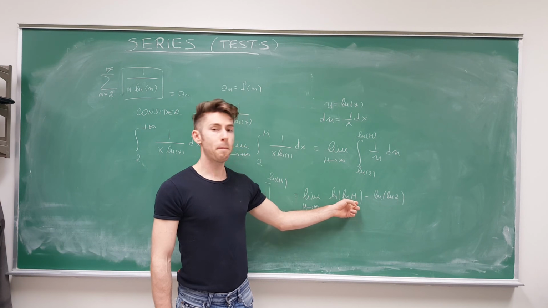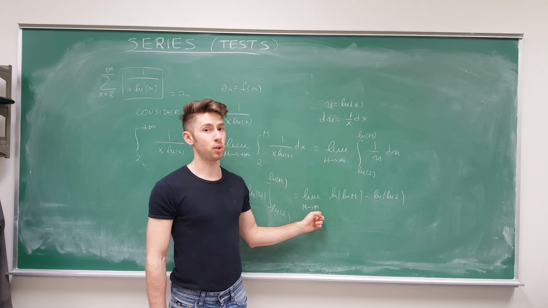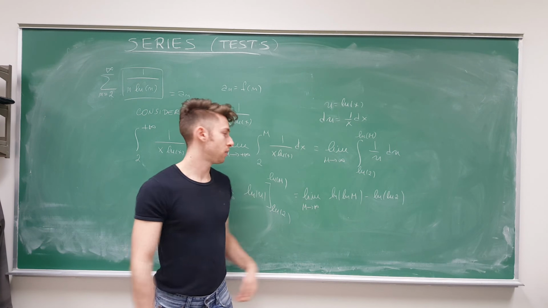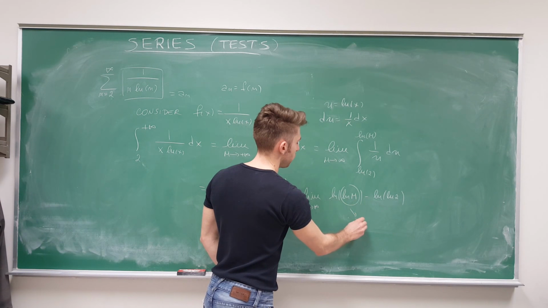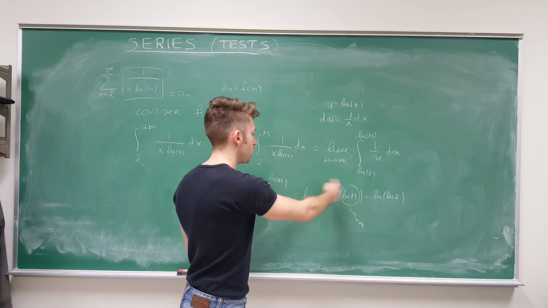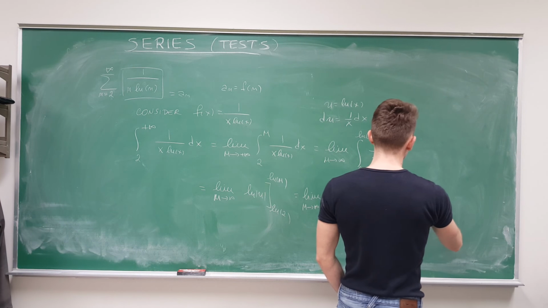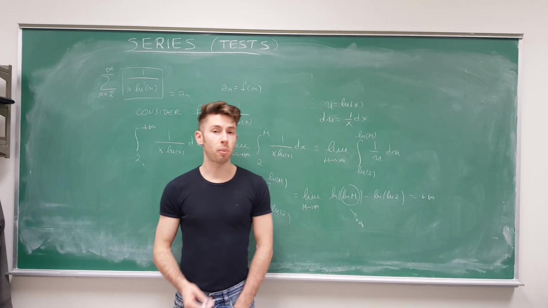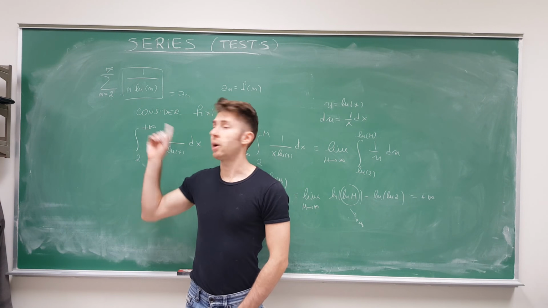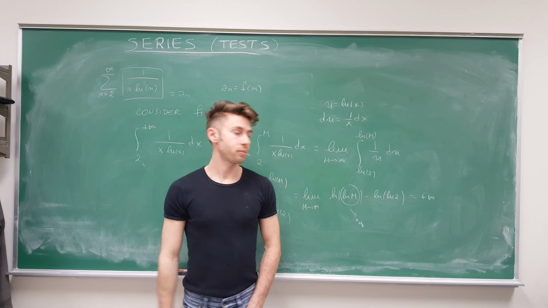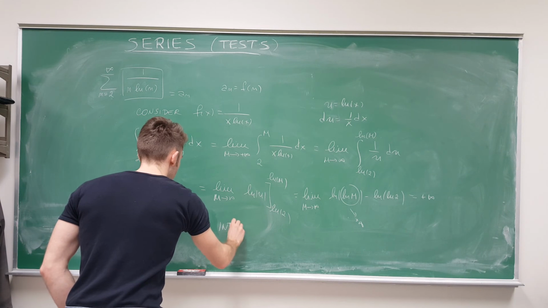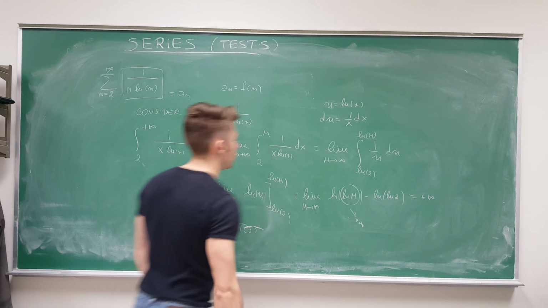Now, ln of m approaches infinity when m approaches infinity. And therefore ln of ln of m will also approach infinity. So this goes to infinity, and logarithm of something that approaches infinity is also infinity. So this limit just turns out to be positive infinity, which means the improper integral is divergent, and by the integral test, our series is also divergent. So divergent by integral test.